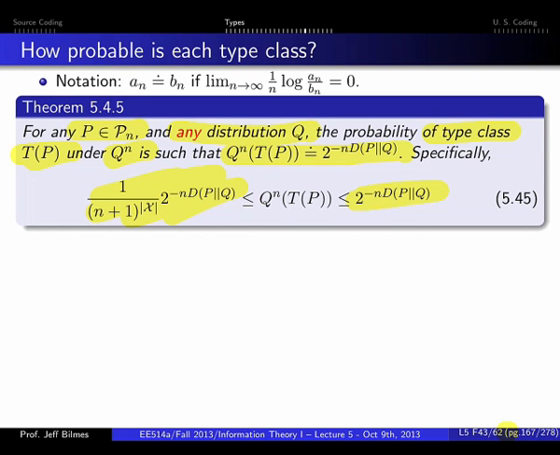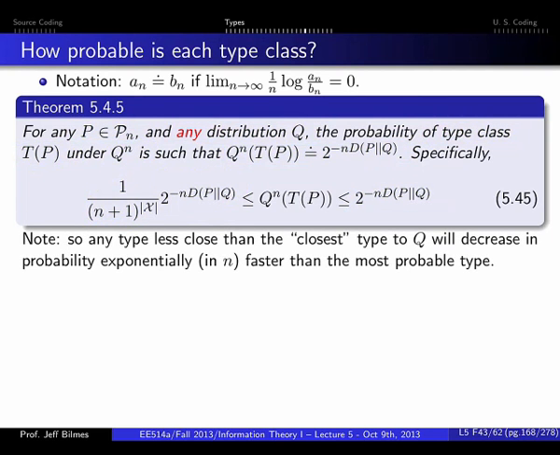But before we get to that, let's get to this theorem. The one thing we can say right away is that if we rank order those types based on closest to Q, next closest to Q, next closest to Q, and so on, the next closest to Q type is going to be decreasing exponentially faster in probability than the closest to Q type, just because of the difference in the Kullback-Leibler divergence.